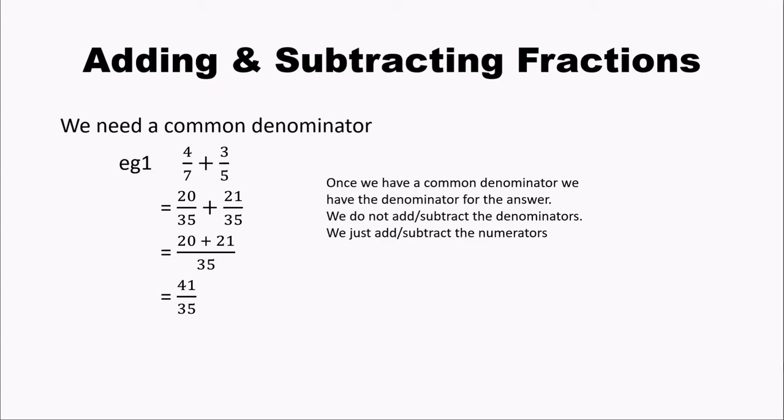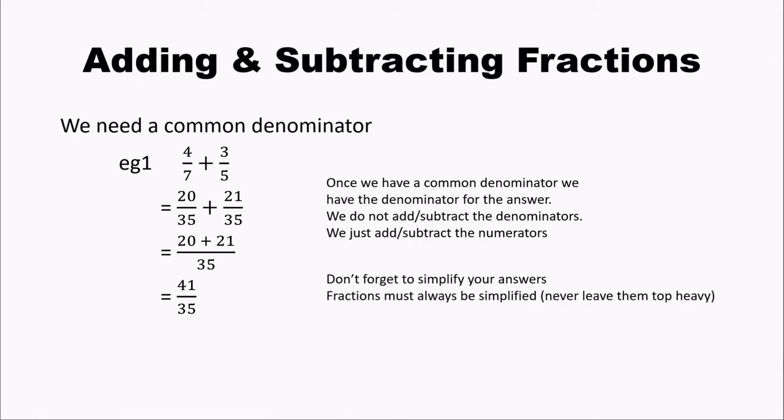However, we're not quite done. We can't leave our answer like this. It's not simplified. This is something we call either a top-heavy or an improper or vulgar fraction, where the numerator, that's the top number, is bigger than the denominator, the bottom number. So we need to simplify our answer, turning this top-heavy fraction into a mixed number. If you're not familiar with this, please check out the video on mixed numbers and improper fractions, again linked down in the description box below.